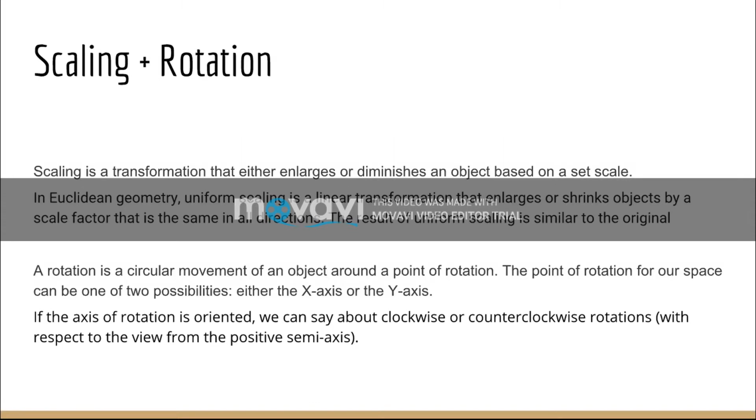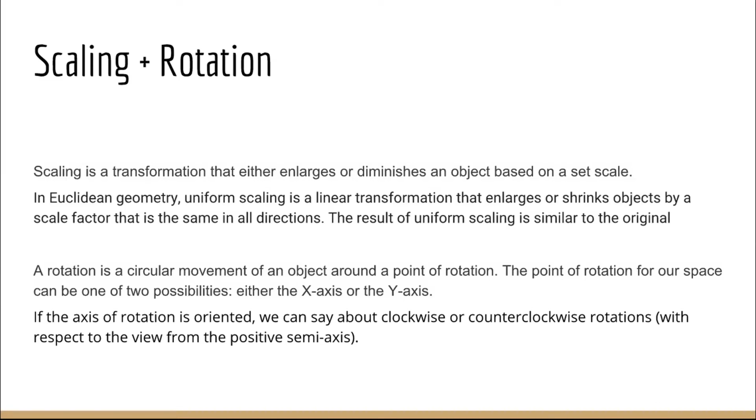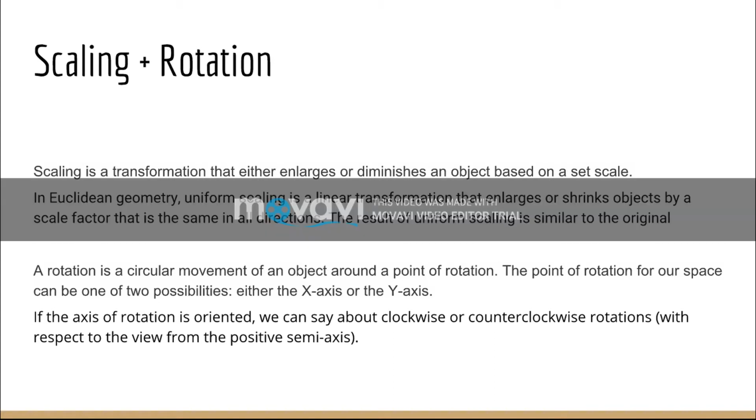Scaling is a transformation that either enlarges or diminishes an object based on a set scale. In Euclidean geometry, uniform scaling is a linear transformation that enlarges or shrinks objects by a scale factor that is the same in all directions. The result of uniform scaling is similar to the original.